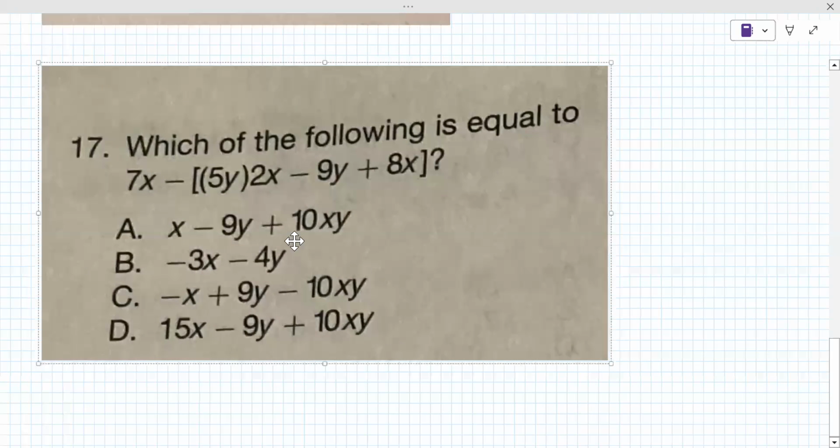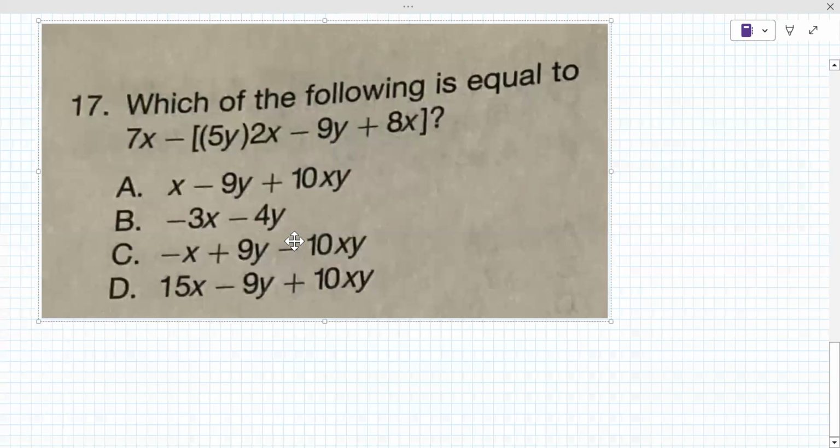All right, so it says, which of the following is equal to this expression here, this horrible expression? And a couple of ways to do this. One of the ways would be to look at the answers. Maybe that's overwhelming, but the answers do tell you something. They tell you B doesn't have a 10xy in it, but all the rest of them do. That might be useful there.